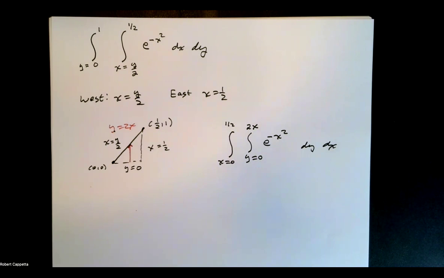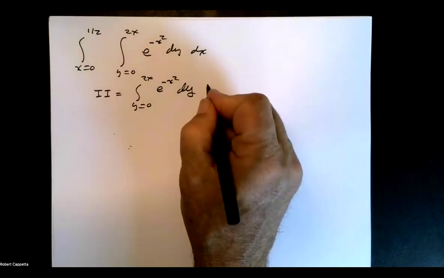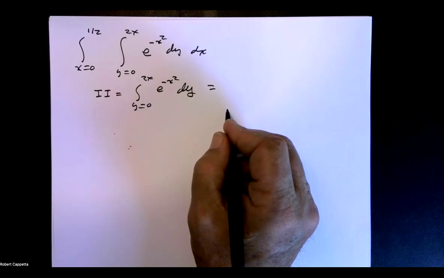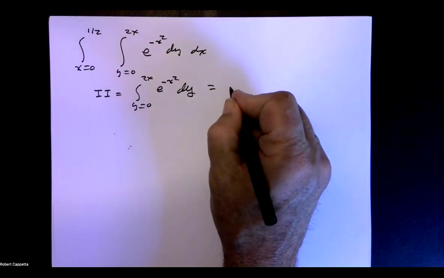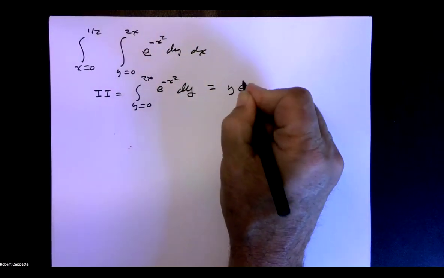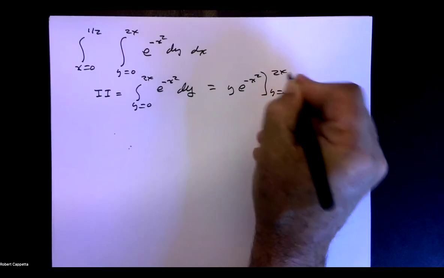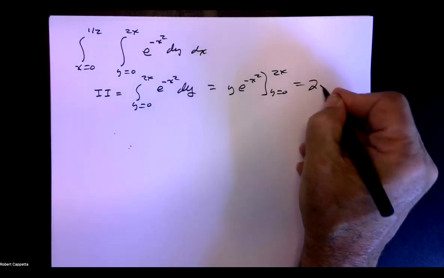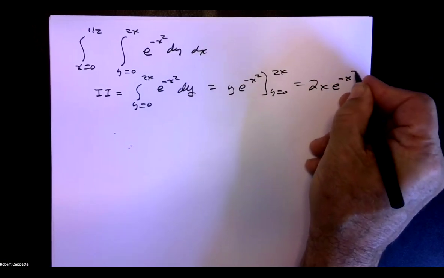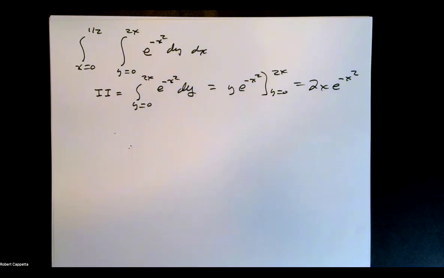So let's quickly do that. So here's my inner integral that is perceived as a constant. So the antiderivative would be y e to the negative x squared as y ranges from 0 to 2x, which will give me 2x e to the negative x squared as my inner integral, which brings me here to our integral.